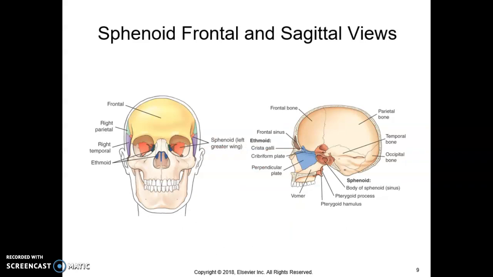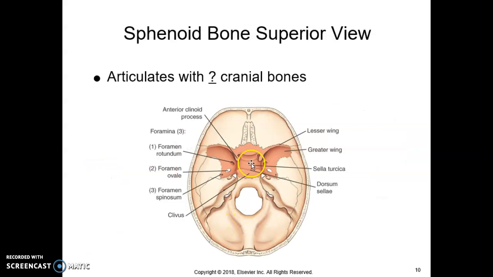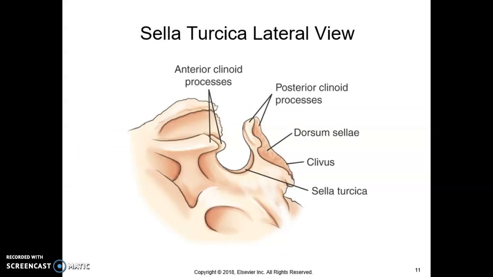So here's the sphenoid from the frontal and the side view. So again, you don't see too much of it, but when you actually take it out, right, it's a pretty complicated bone. So it's got a lot of fun features. My favorite portion being the sella turcica, a very distinct, right, area of that bone, and something that you will definitely notice when you look at cranium x-rays.